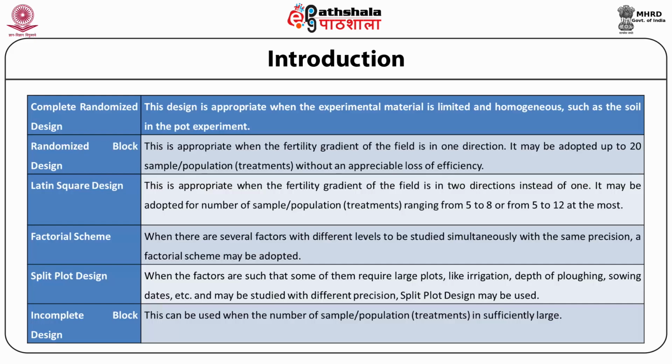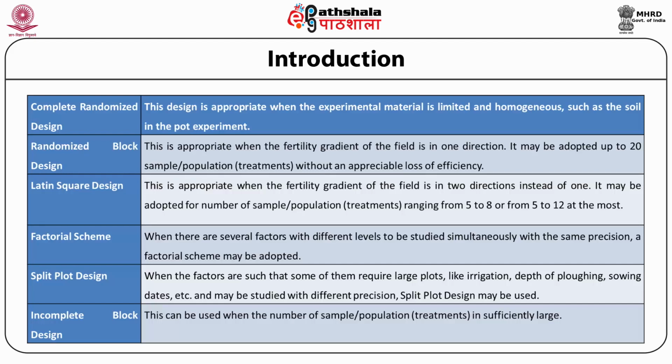Then second is randomized block design. This is appropriate when the fertility gradient of the field is in one direction. It can be adopted up to 20 treatments without appreciable loss of efficiency.